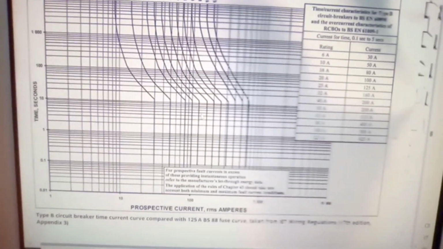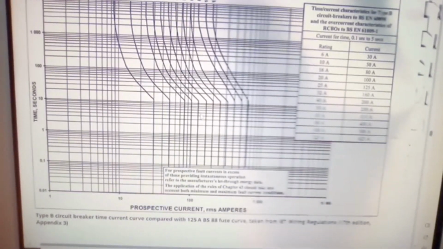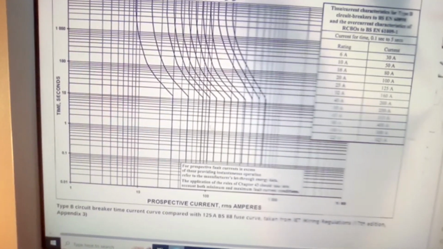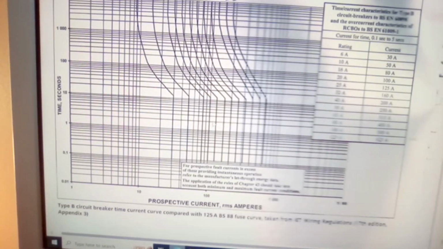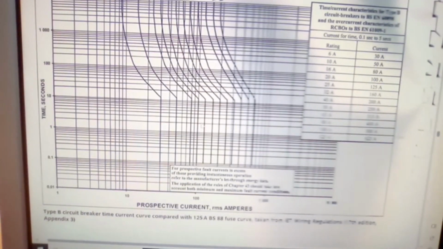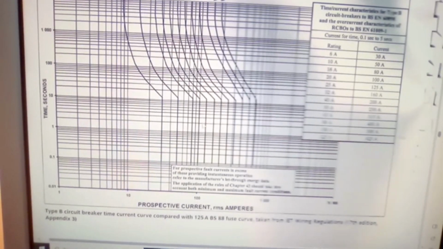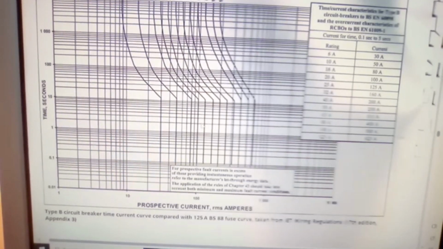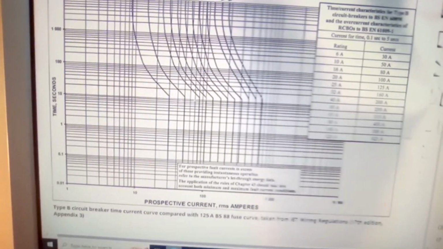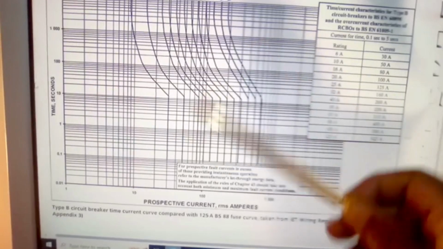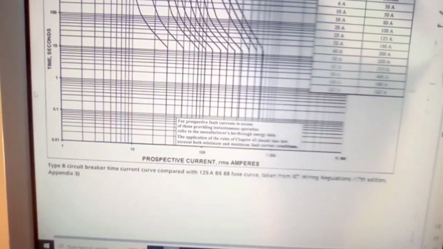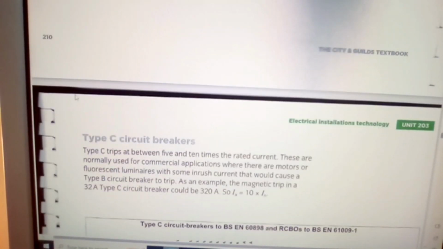Now, prospective current, RMS amperes, and so forth. Sorry about this one here. This is a bit blurry, but I'm not going to change it. It's only for information, so I'm not going to stress too much on that either.